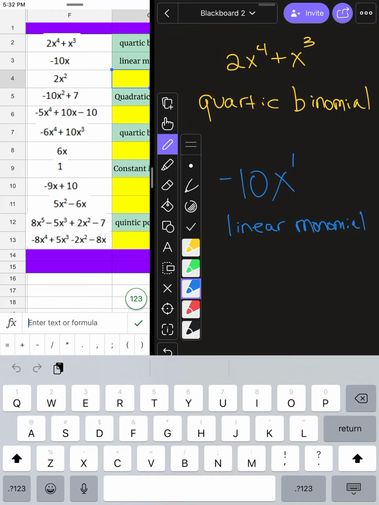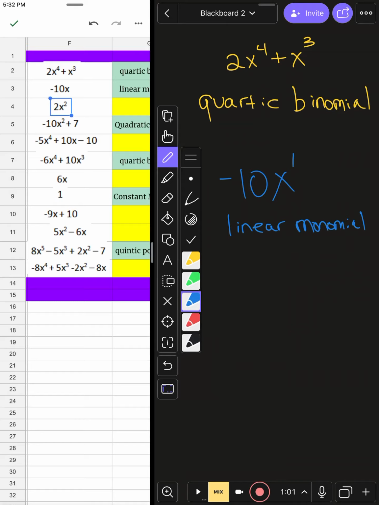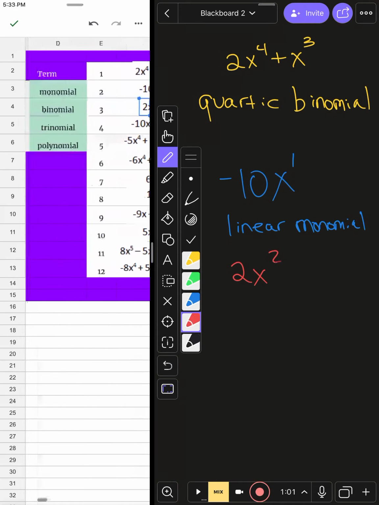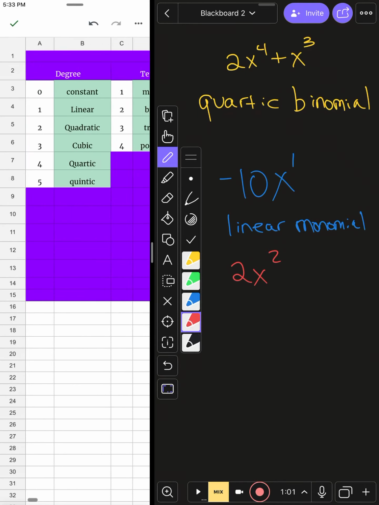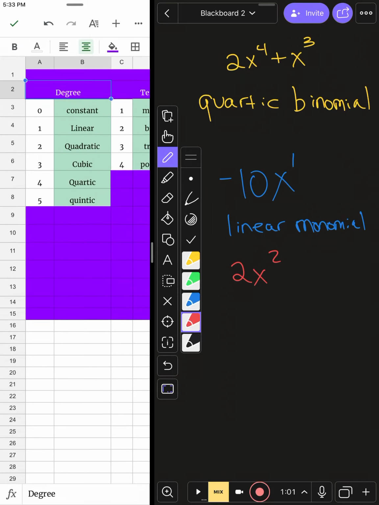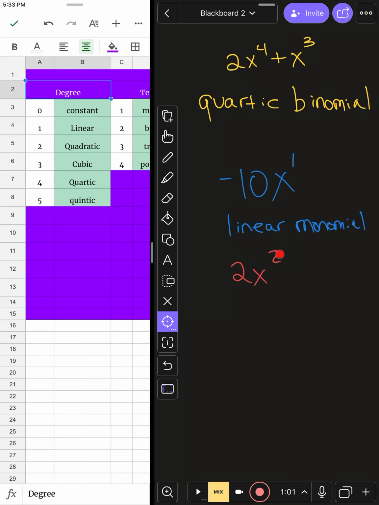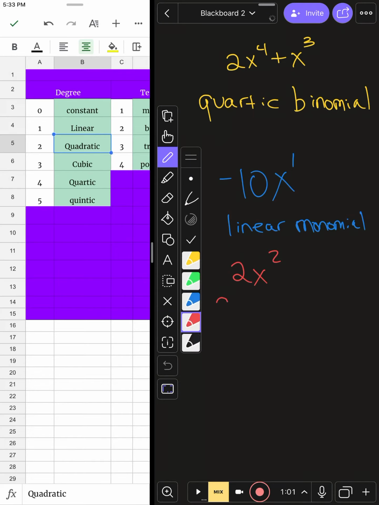And yeah, let's go ahead and look at that one right there, the one that says 2x squared. Again, I'll change my color. We have 2x squared. Again, we're going to name it using two words. The first word is going to be the degree. The degree refers to the exponent. Well, the exponent is a 2. If I go over here, I can see a 2 is called a quadratic. So that is a quadratic.